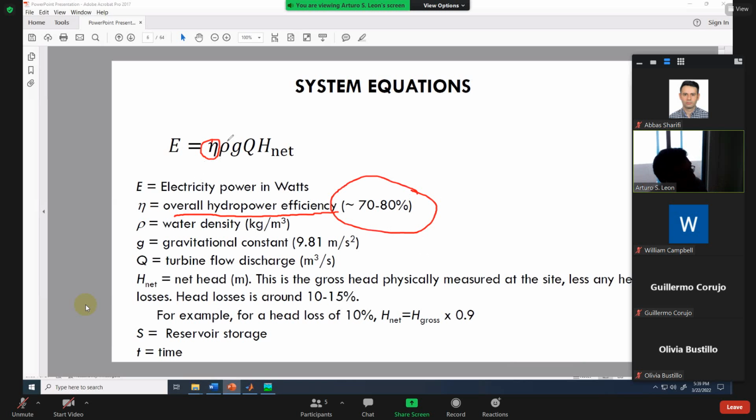Okay, guys, this is the density of the water, which is about 1,000 kilos per cubic meter. We have gravity, which is 9.8 meters per second squared. Q is the flow discharge, in cubic meters per second. And H is the head in meters. Or also, guys, you can convert this to English units, but the formula is the same. So, guys, any question about this? No. Okay.